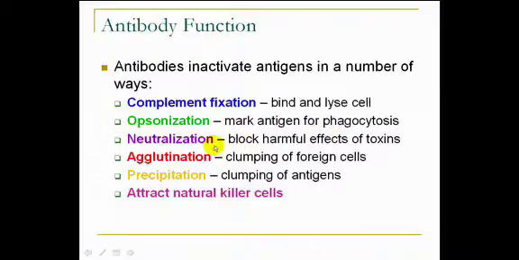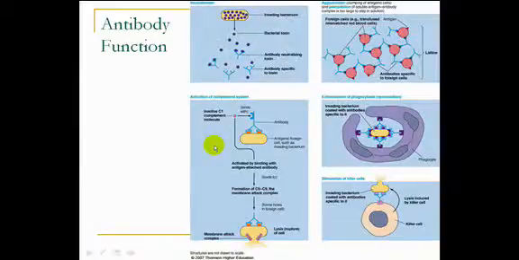It can cause neutralization. Actually, I think I have a picture of these on the next page. Let's look at these as we go through them. It can trigger phagocytosis. So if I have this bacteria here and the antibodies bind to it, which are these little blue Y's, it will mark it for a phagocyte to come and destroy it. So that's opsonization. It can trigger the complement system. So here's a little antibody that binds to a pathogen, and then it activates the complement proteins. And remember, the complement proteins will produce those membrane attack complexes that cause the cell to lyse.